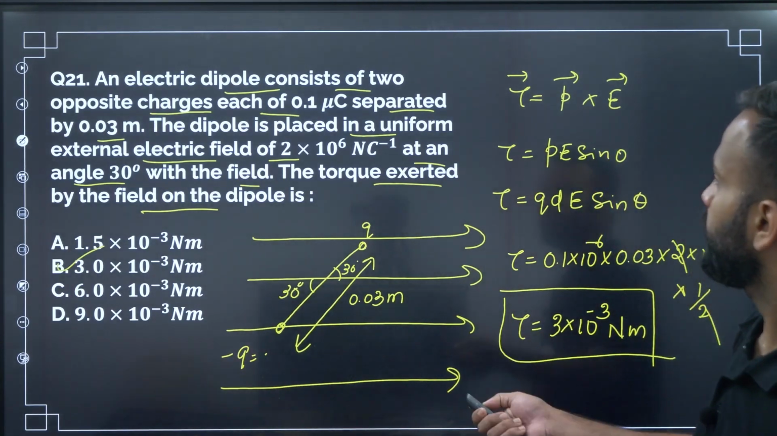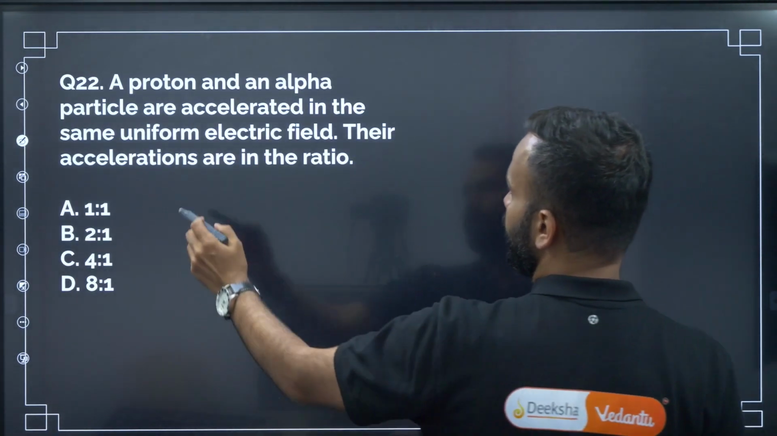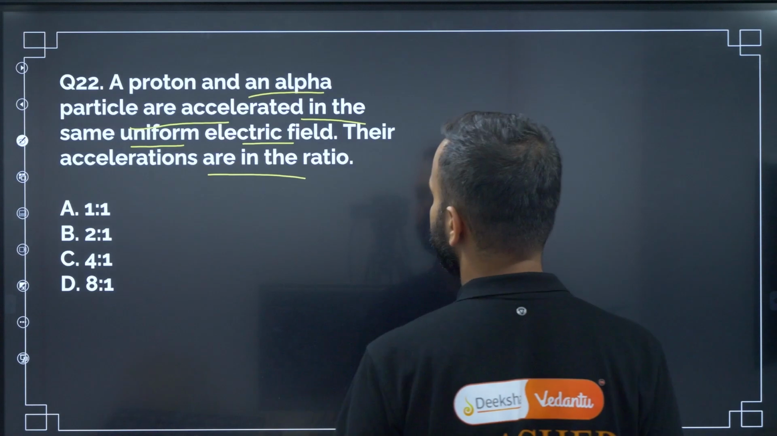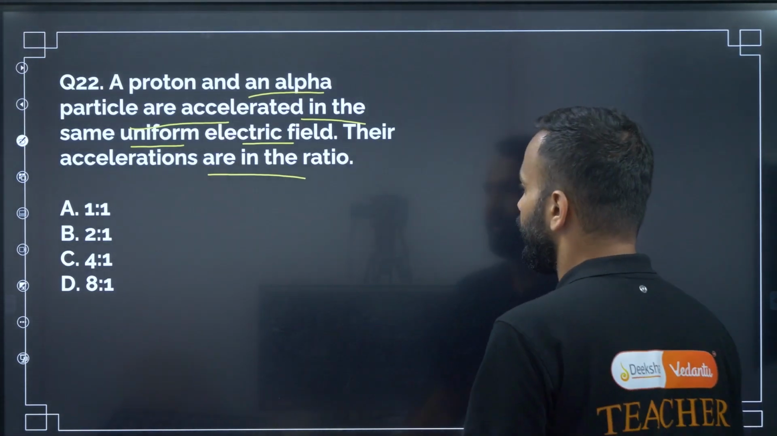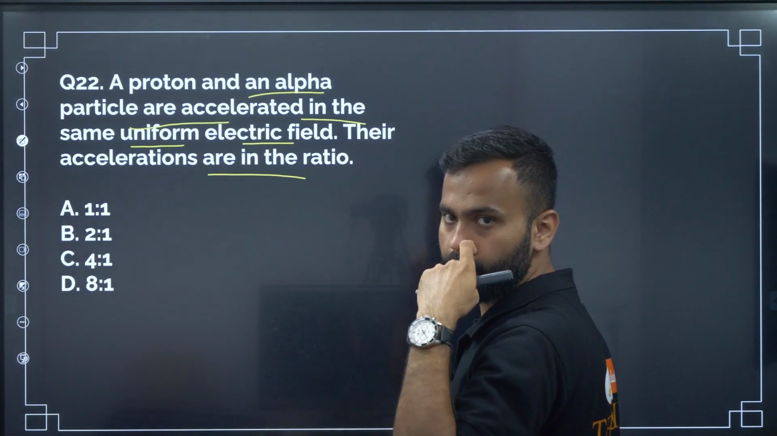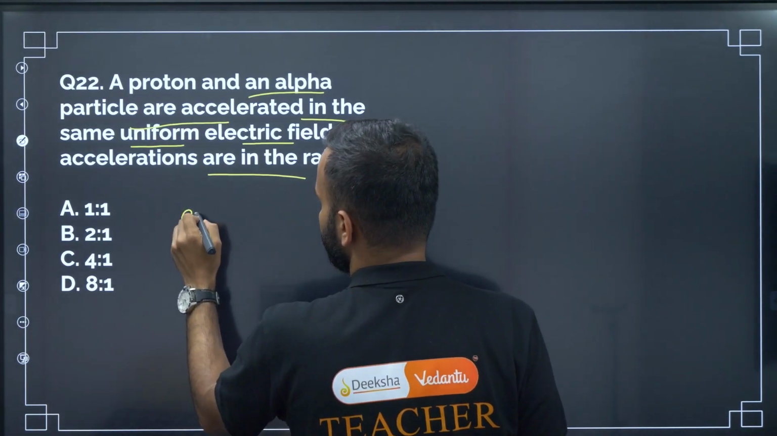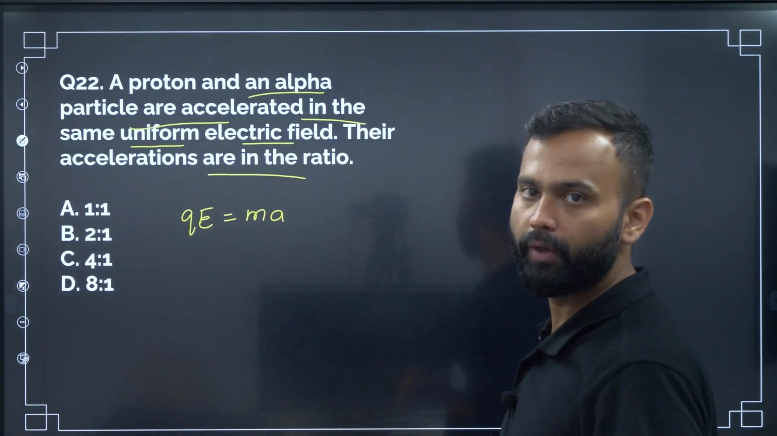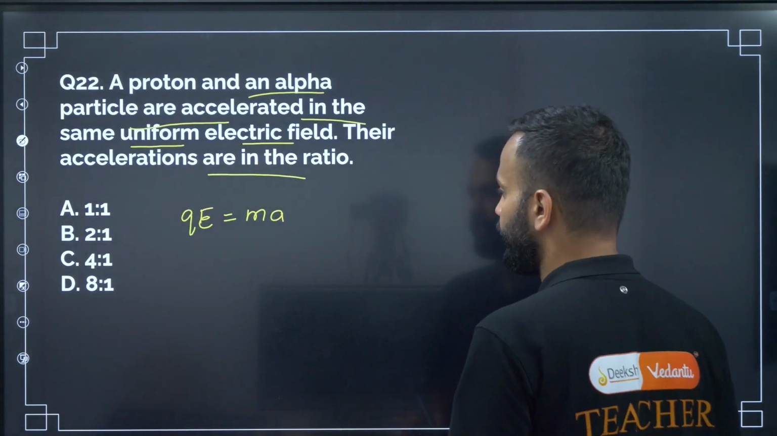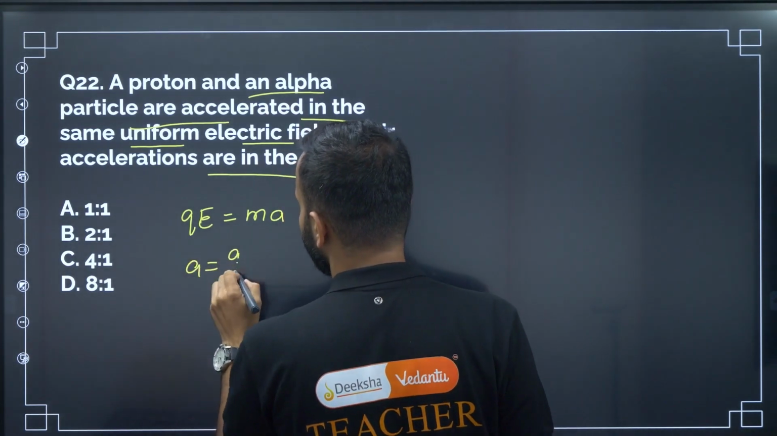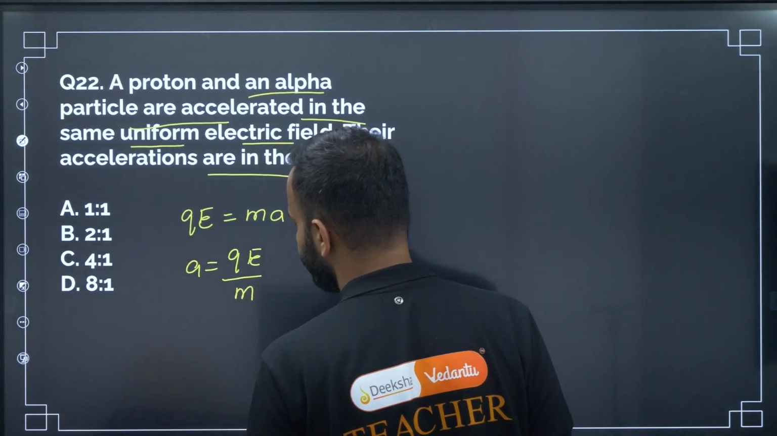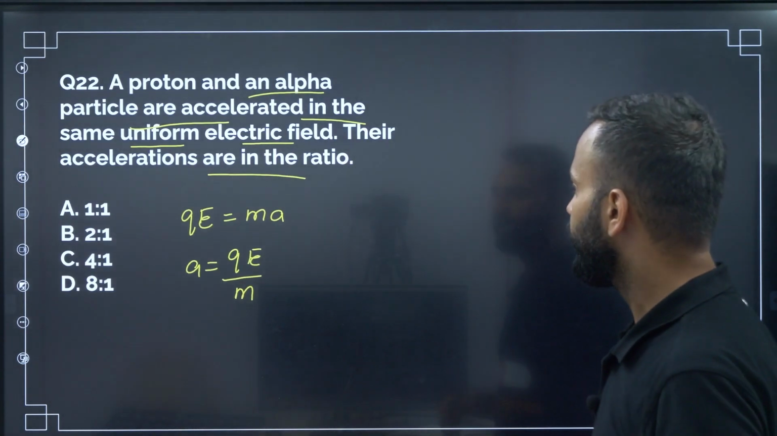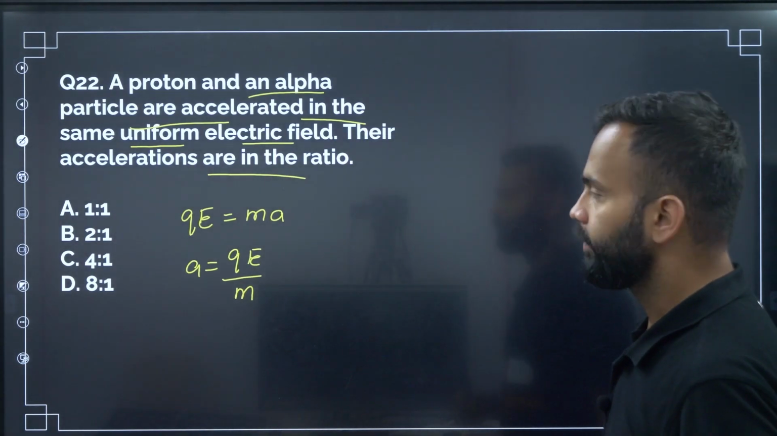Question number 22. A proton and an alpha particle are accelerated in the same uniform electric field. Their accelerations are in the ratio. Both are accelerated in the same uniform electric field, so the electric force F equals m into a. So a equals Q E divided by m, where Q is the charge of the particle, here proton and alpha.